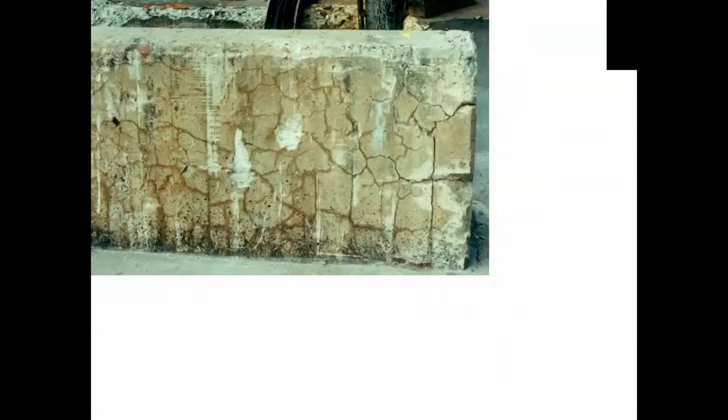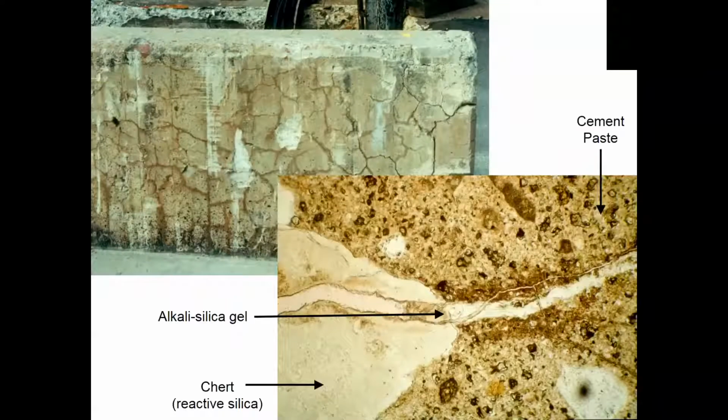What you can see there is a retaining wall with a typical alkali-silica reaction pattern cracking showing up on that retaining wall. What's happening at the microstructural level is a reaction between alkali hydroxides that are in the concrete pore solution, originating from the Portland cement component of the concrete, and certain types of reactive silica that are present in certain types of aggregates.